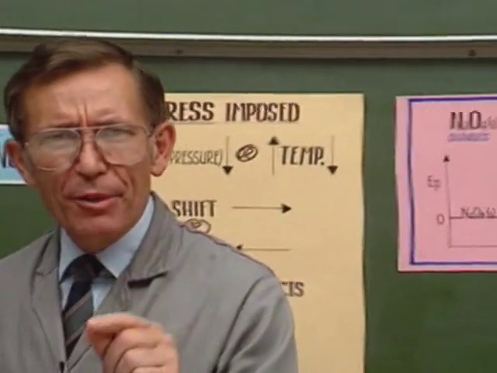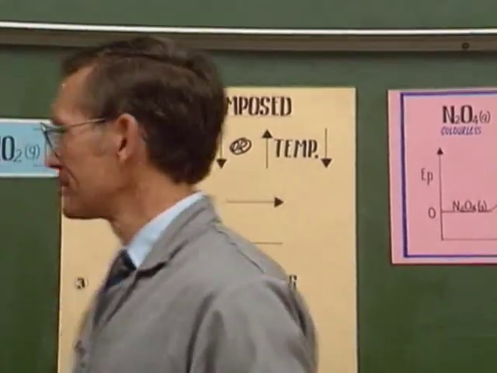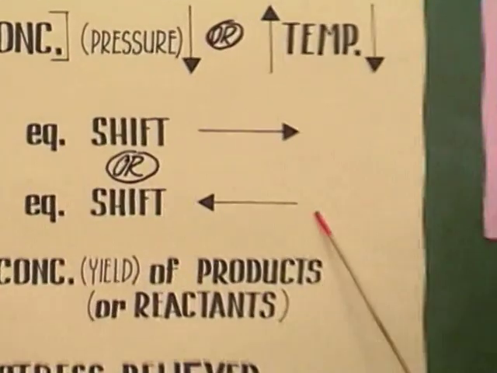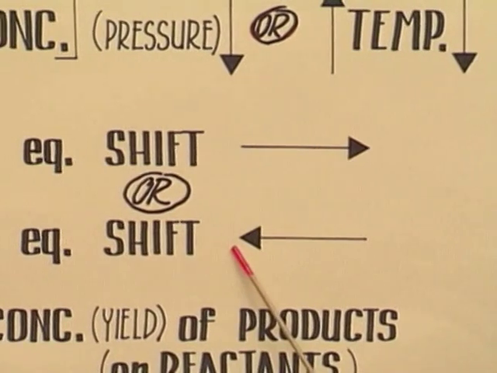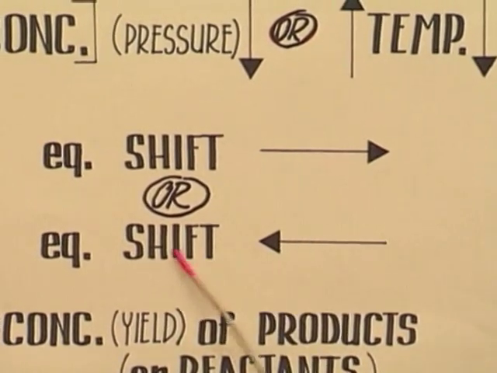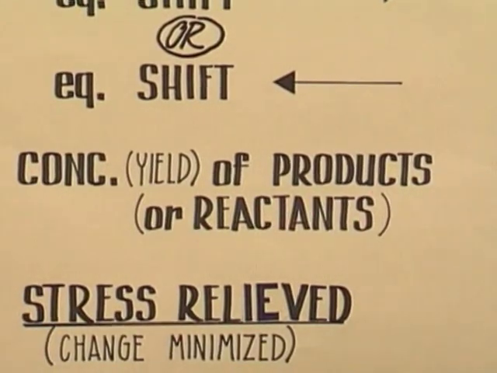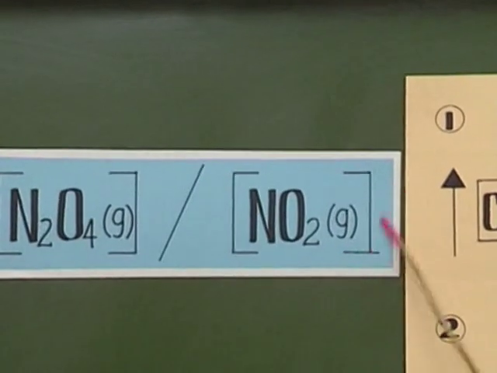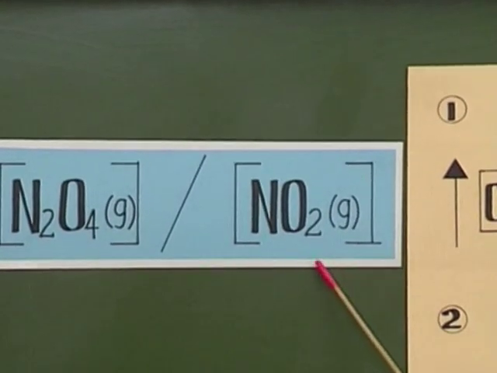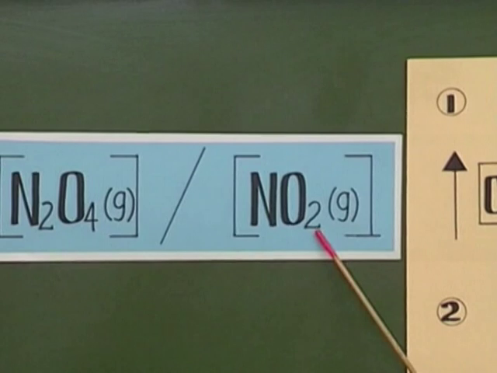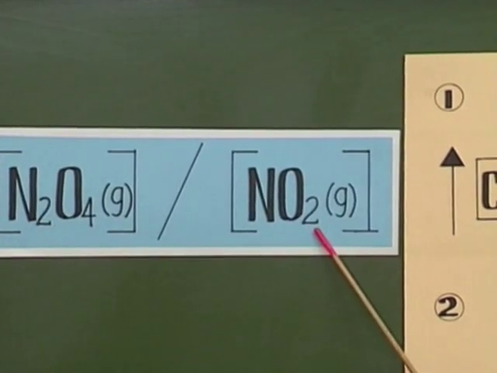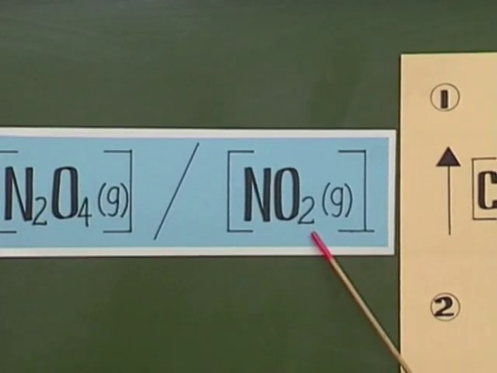How is the equilibrium affected by this increase in pressure? The equilibrium is shifted to the left. Now, how will the shift to the left affect the equilibrium concentrations or yield of the products? In this case, the concentration in mole per decimeter cubed of the brown nitrogen dioxide gas is reduced and the equilibrium mixture will become lighter brown.